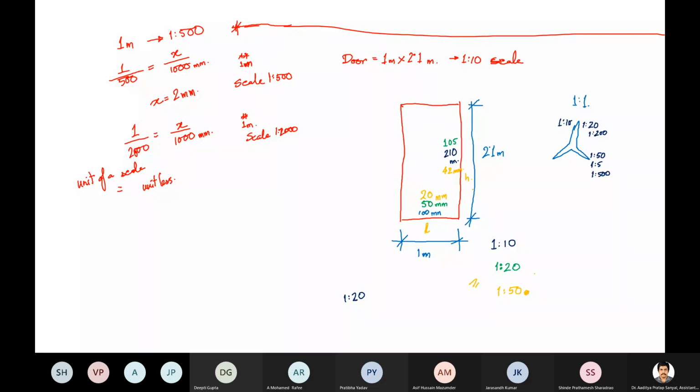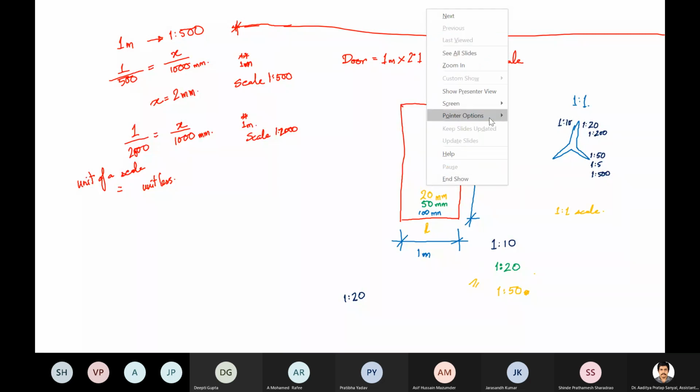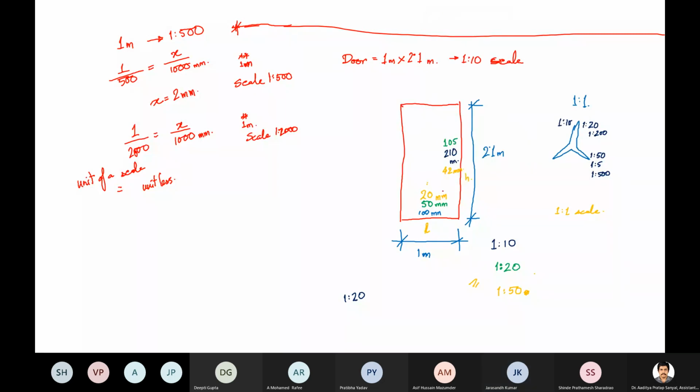I'm trying to talk about the scales. On paper, if I try to measure with my 1 is to 1 scale, this one will be 20 mm on paper. But actually, it is representing this one. The cursor is visible? Yes, sir. Thank you.